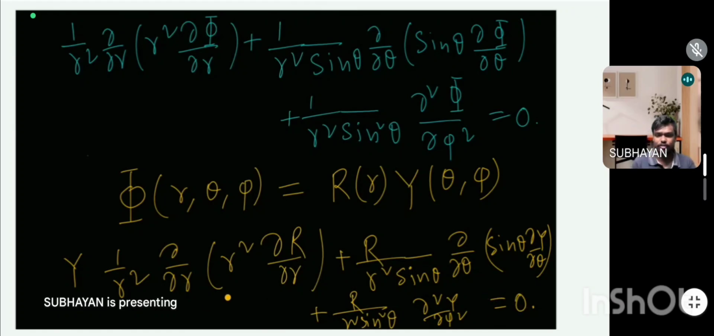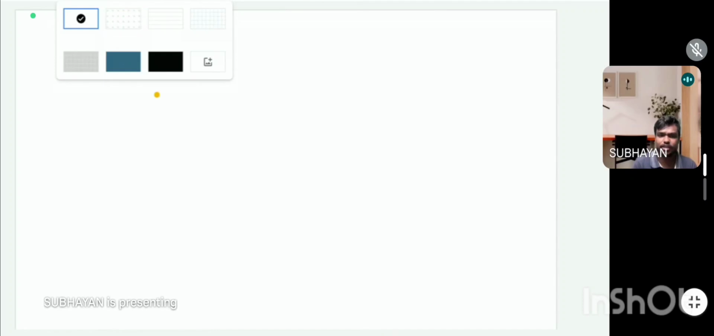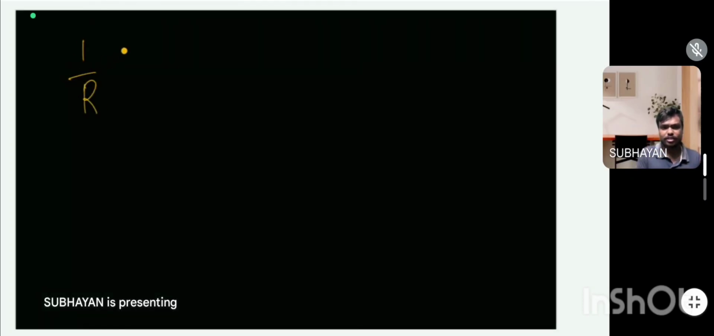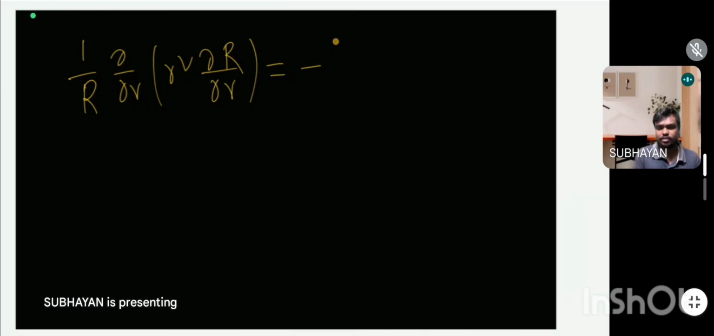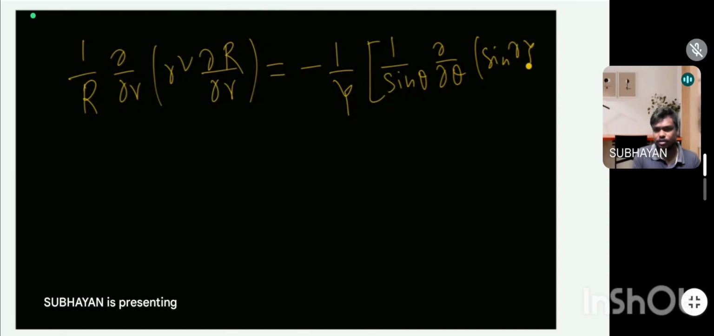Okay, so r square can be taken as common, and you can divide by capital R capital Y. Then you can write 1 by R, del del r of r square del R by del r, equals minus 1 by Y, times the bracket of 1 by sin theta del del theta of sin theta del Y by del theta, plus 1 by sin square theta del 2 Y by del phi 2.